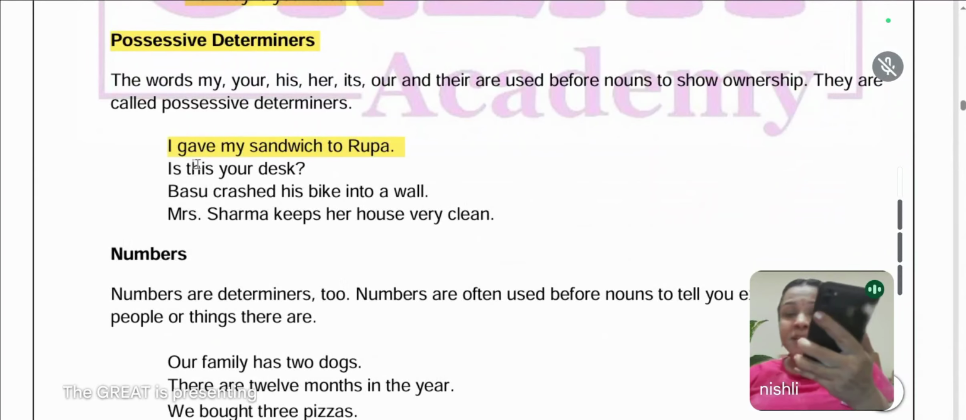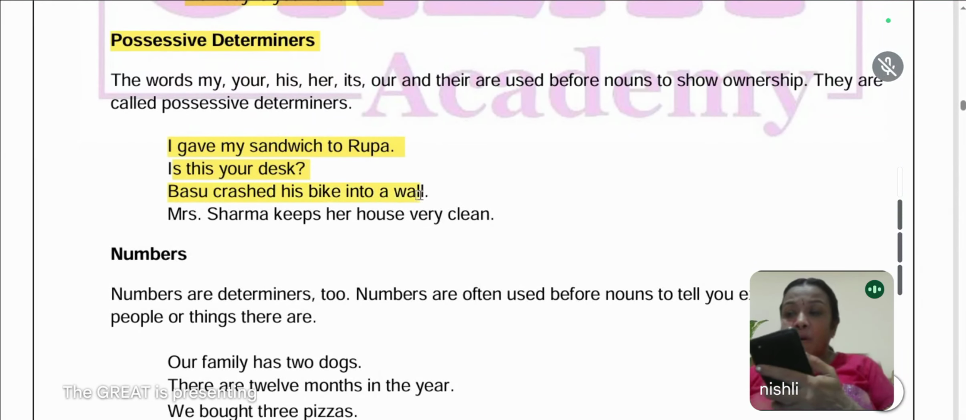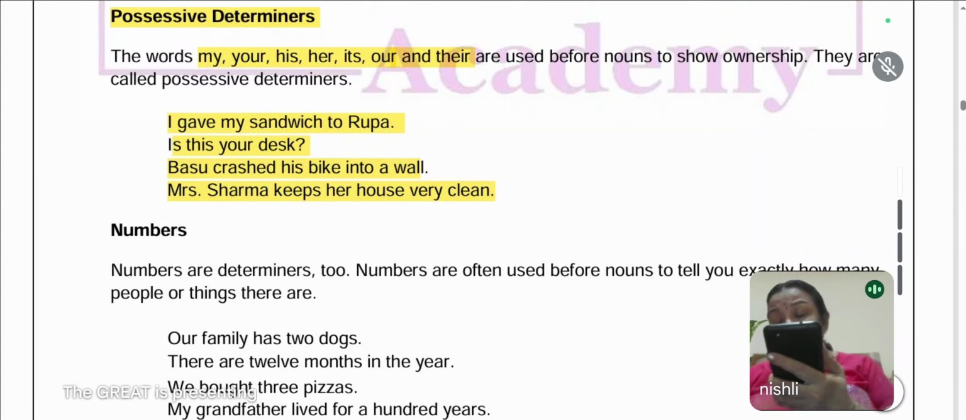It's their property. It's their house. Then his, hers, it's our house. Then again, is this your desk? Then Basu crashed his bike into a wall. Again, his. That is only possessive. Next, Mrs. Sharma keeps the house very clean. So Mrs. Sharma keeps her house very clean. Again, her refers to her particular house.